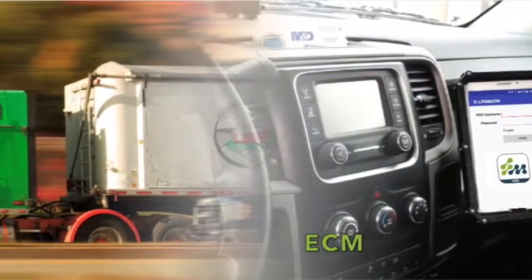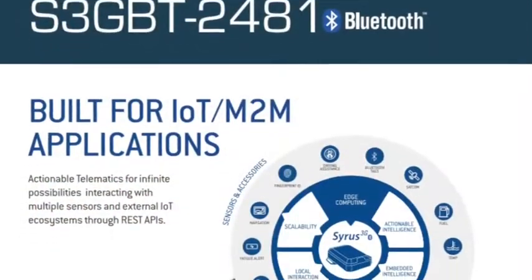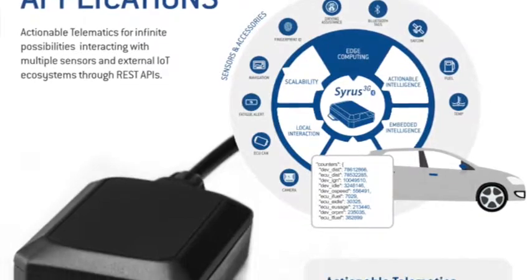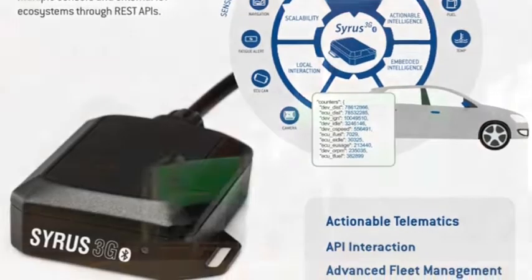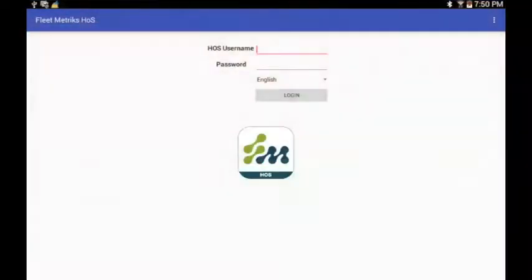The ECM, also known as the Electronic Control Module, is the device that is connected between the engine's dashboard and the application. After our Fleet Metriks staff has installed the ECM inside your truck or vehicle, you will proceed to set it up on the application. First, we make sure to turn the vehicle on.